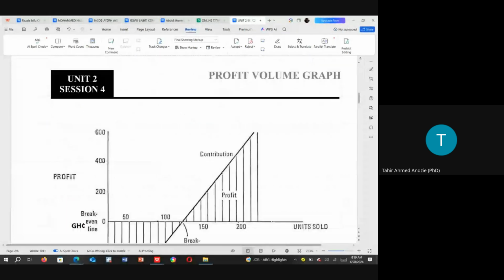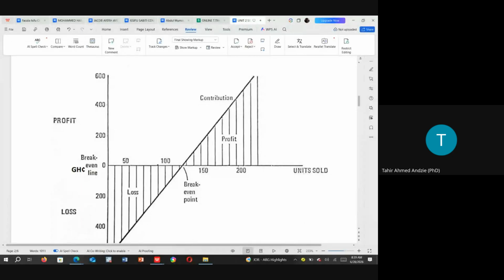So let's see what we have on the graph here. If you look at this question, let us solve it. Let's get the figures. Units sold was 120,000. Selling price was 100 Ghana cedis. And then variable cost is 50. Fixed cost is 4 million.